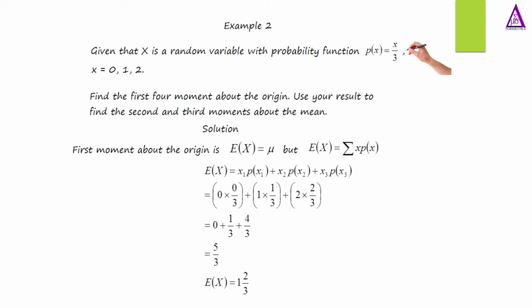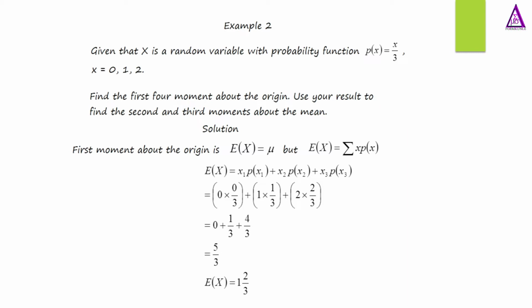Example 2. Given that s is a random variable with probability function p(s) equal to s divided by 3, s equal to 0, 1, 2. Find the first 4 moments about the origin. Use your result to find the second and third moments about the mean.